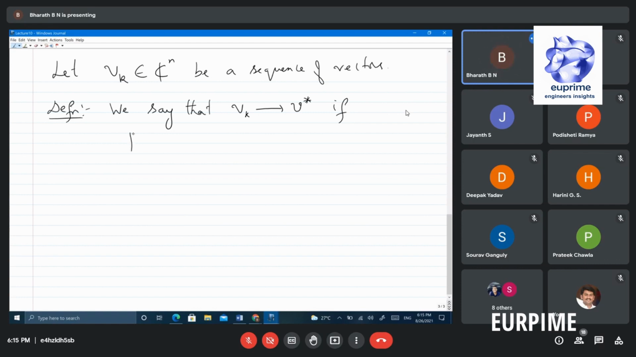So what do I do? If I look at vk minus v star, in some norm, this goes to zero. Let me stick to the two norm, because if it converges in the two norm, it also converges in every other norm by equivalence. So this goes to zero as k goes to infinity. So this is easy now. You have the notion of convergence. Any questions so far?